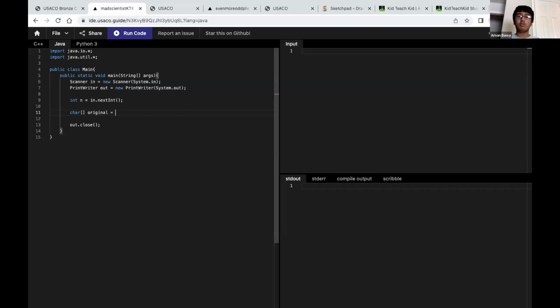And remember, to get the next string of input with the scanner, you do in.next. And then this thing right here is already a string. So what I can do is call the toCharArray method on it. And what that'll do is turn the string into a character array. I'm going to do the same thing for the new cows, or the received cows. All right. So now that we have that, we're going to go ahead and do our greedy approach.